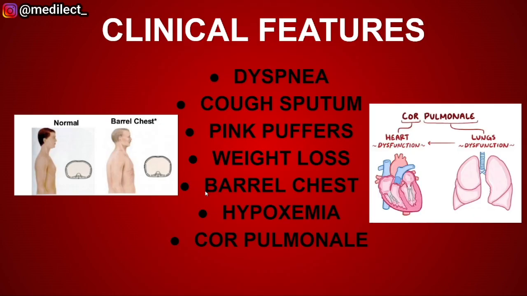Now, other clinical features seen in the emphysema patient are dyspnea, meaning difficulty in breathing, cough with sputum, and they are known as the pink puffers. There is weight loss seen, and barrel chest. Barrel chest is the most important clinical feature of this emphysema. Hypoxemia, why? Because there is air sac capillary destruction in the emphysema. And cor pulmonale, which is the late complication observed in the emphysema.